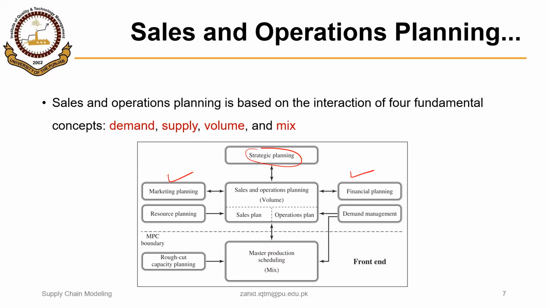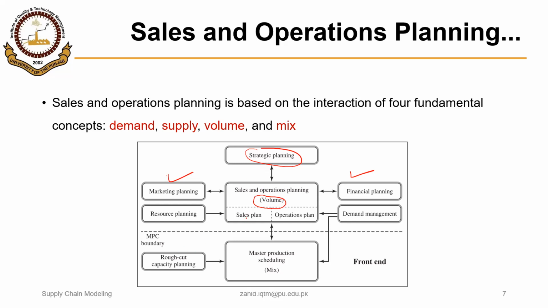And you could see two direction arrows in these three cases. So they provide input to S&OP, and S&OP also gives input to these planning functions. Now, the focus of S&OP is on the volume. The volume of the product family or a product line that we are planning to produce.